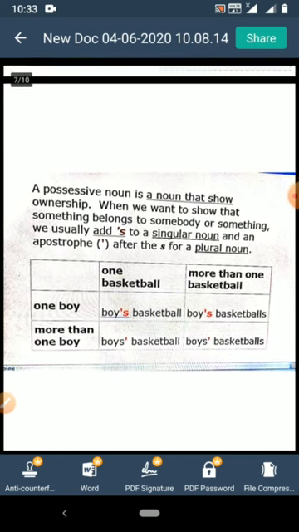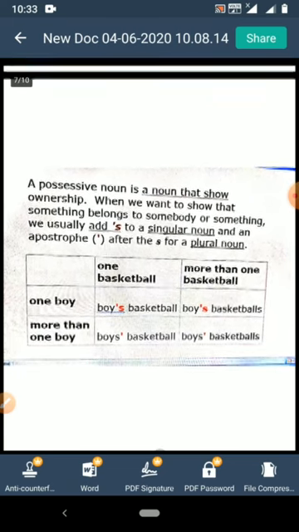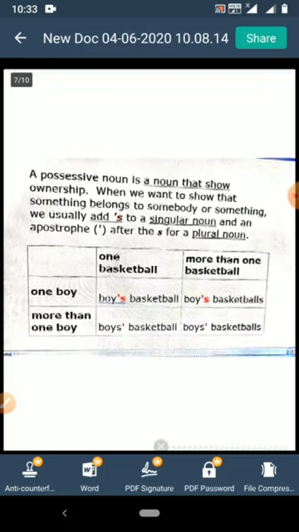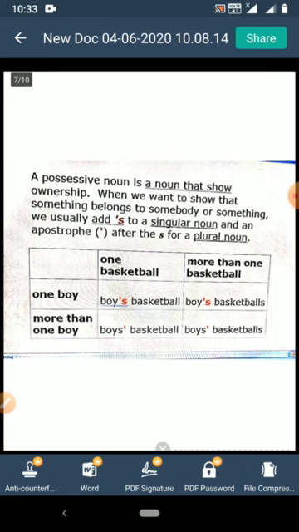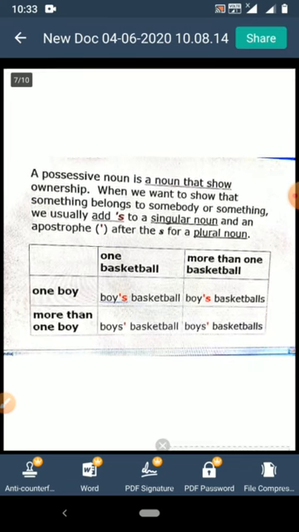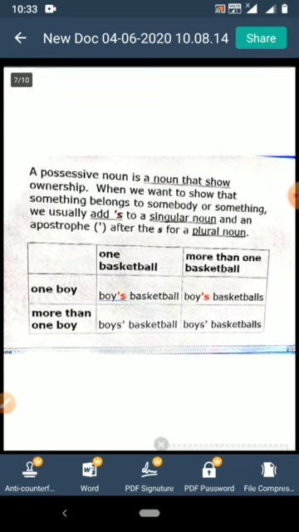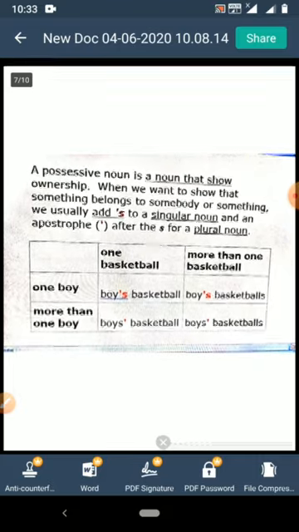Now, look at the difference. Here, the apostrophe has been used after S because boys is a plural word, and you have to keep in mind that wherever the last letter of the word is an S, you have to put the sign of the apostrophe after the S, and after the apostrophe you don't have to use S again.